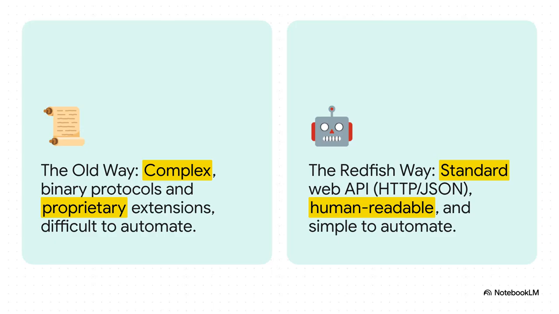And to really get why Redfish is such a big deal, you gotta look at where we came from. The old way, using standards like IPMI, was, well, it was a nightmare. You were dealing with these clunky, binary protocols. Even worse, every vendor had their own special secret sauce, their own proprietary extensions. That meant the automation script you wrote for one brand of server was totally useless on another. Redfish just throws all of that out the window. It's built on the same simple, powerful tools that run the entire internet, HTTP and JSON. It's open, it's human-readable, and it was made for automation from day one.